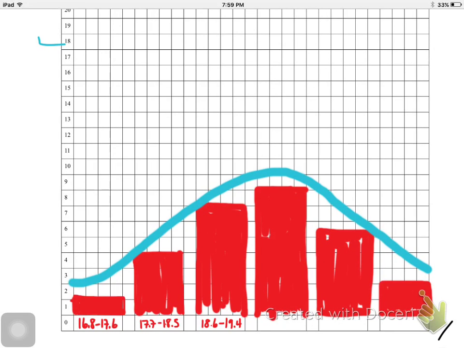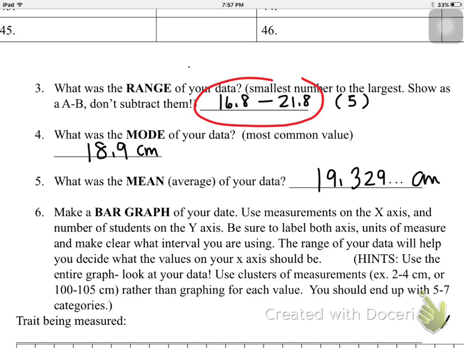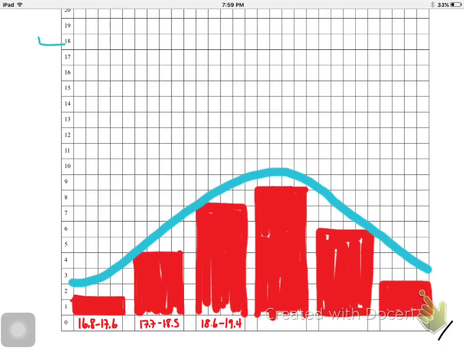Talking about your lab a little bit, you got all your categories using the method of dividing your range into the number of clusters that you wanted, and you guys did a great job graphing. So I did a fake graph with my fake data, and I made it really nice. I made it perfect. Some of you have near perfect data, some of you have some kind of crazy data, but we'll talk a little bit about what causes that.